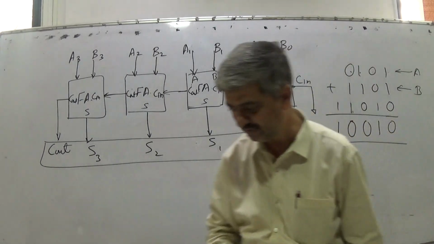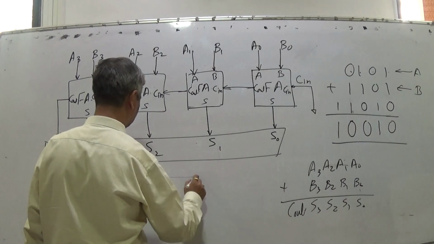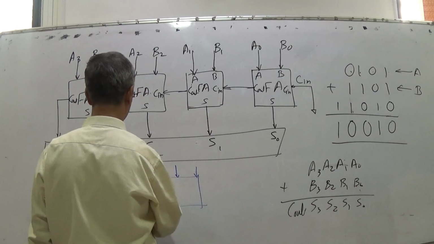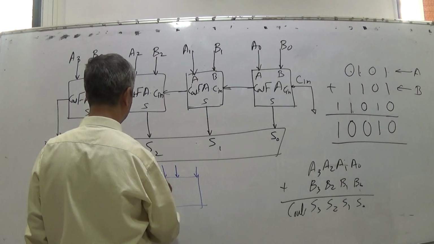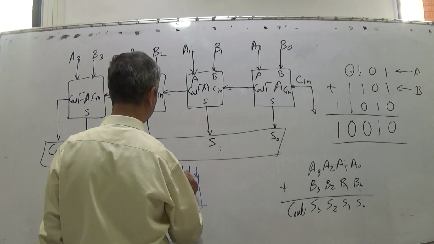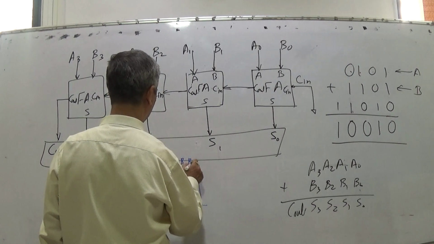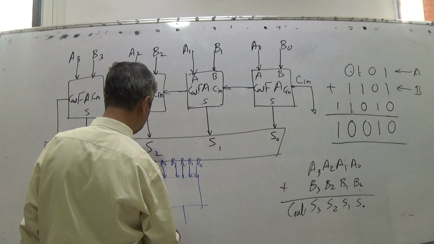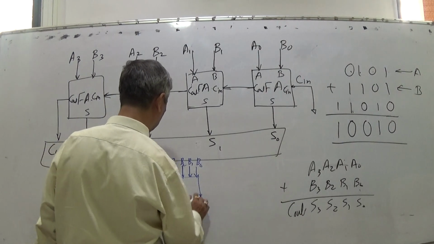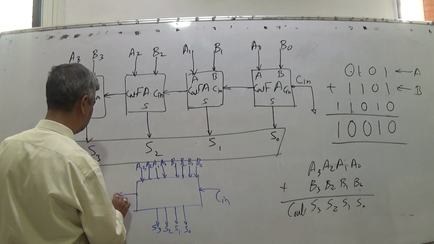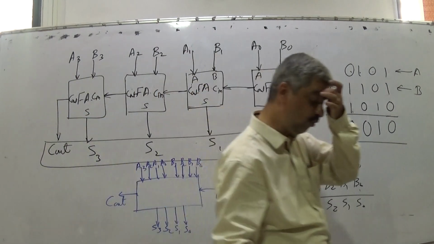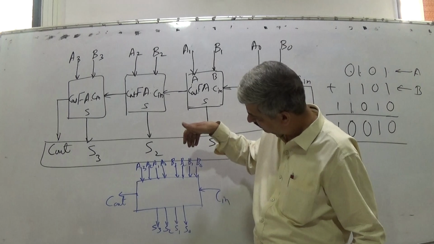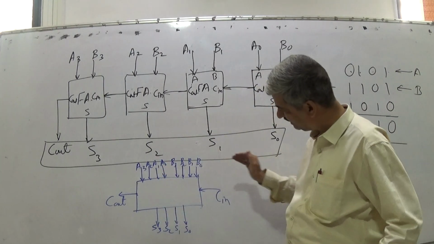So in general, a 4-bit binary adder will have 4 inputs, 4 other inputs, A3, A2, A1, A0, then B3, B2, B1, B0, then outputs as S3, S2, S1 and S0, input as carry in and overall output as carry out. So a 4-bit binary adder comprises 2 4-bit inputs A and B, 1 4-bit output sum, 1 carry in and 1 carry out.